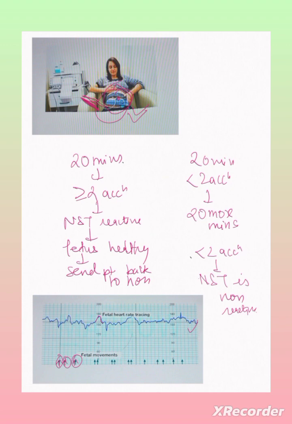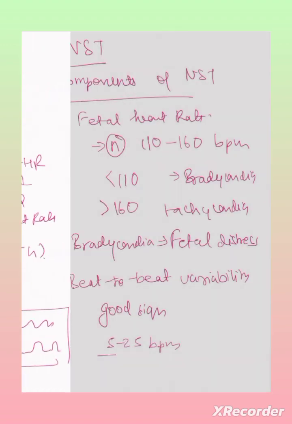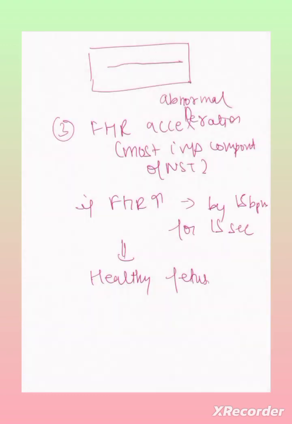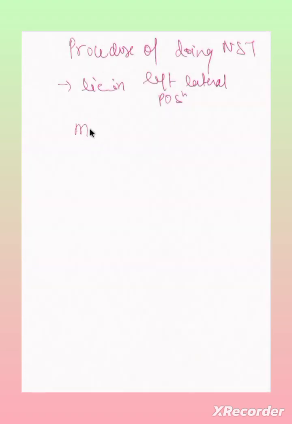Is it clear? Now, as I told you, both NST and modified biophysical score are screening tests, of which the better screening test would be the modified biophysical score, because in a modified biophysical score you are checking NST plus amniotic fluid index. Why is it better? Because it has two components, NST and amniotic fluid index.